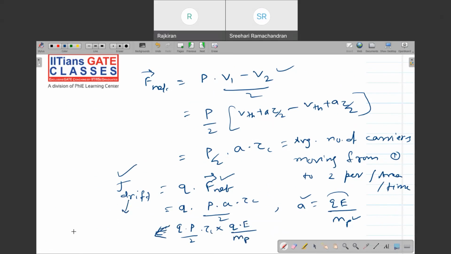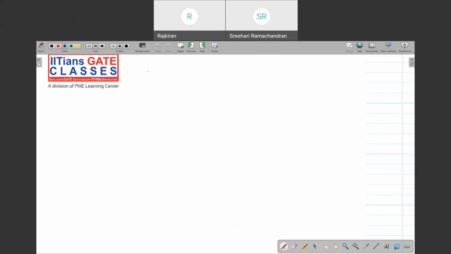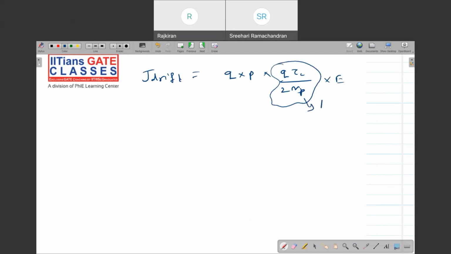J drift equals Q into P into Q tau c by 2 MP into electric field. Let me write it down clearly. This is the expression, right? I am just rearranging this one. So J drift equals charge into the hole concentration into Q tau c by 2 into effective mass, into electric field. This quantity is called mu, the mobility. Clear?